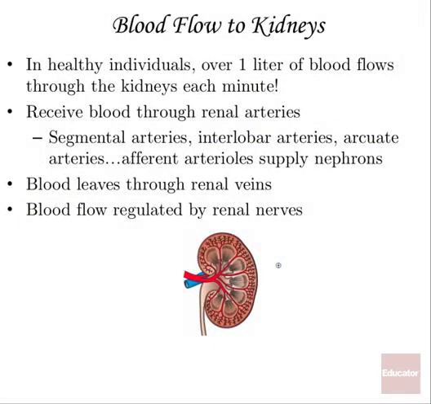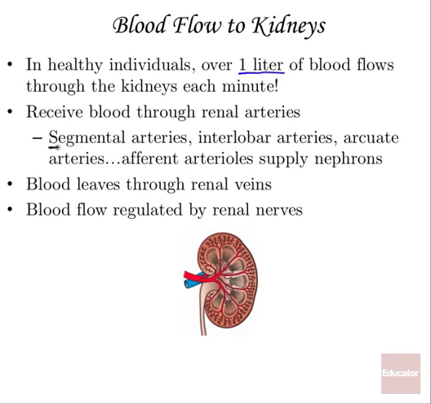Blood flow to the kidneys: amazingly, in a healthy individual, over 1 liter of blood flows through the kidneys each minute of your life. That's incredible to think about because the average person has about 5 liters of blood in their body, or 10 pints. So it's amazing that 20% of that is constantly going through your kidneys. They're doing an amazing job of filtering blood. They receive blood through renal arteries. The term renal always applies to the kidneys. So here are these different parts.